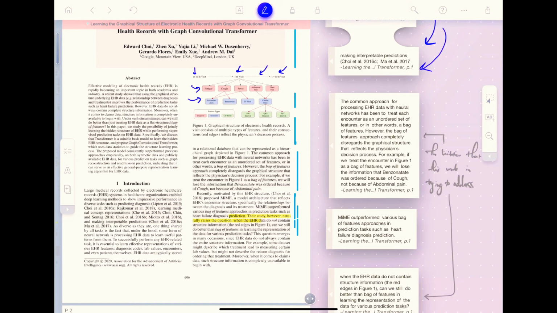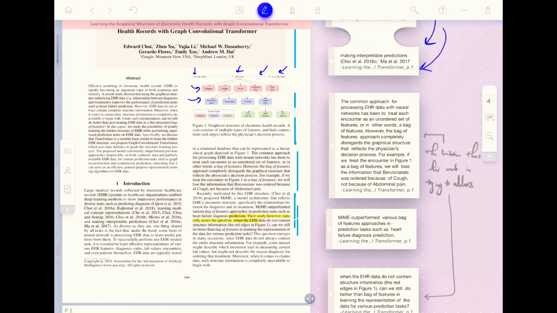The common approach for processing EHR data with neural networks was to use a bag of features approach and ignore the structures, because structure in the electronic health records is not really straightforward to understand. So usually the attempts to utilize electronic health records ignore that.